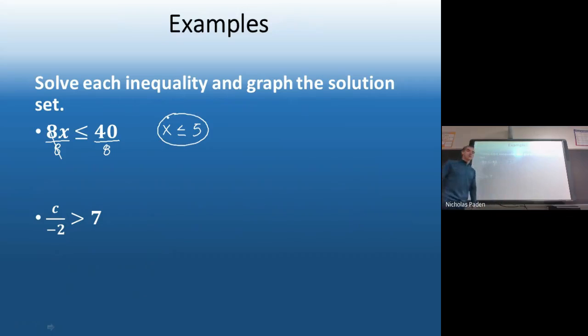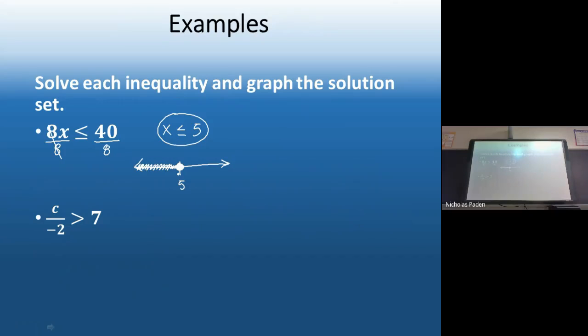So x is less than or equal to 5, and then we're going to also graph that solution set. So I've got at 5, it's less than or equal to, which means it's going to be a closed circle. And x is less than 5, so anything less than 5 is going to be on the left side. So we're going to have a closed circle and shade it to the left. Okay, so let's look at our next example.